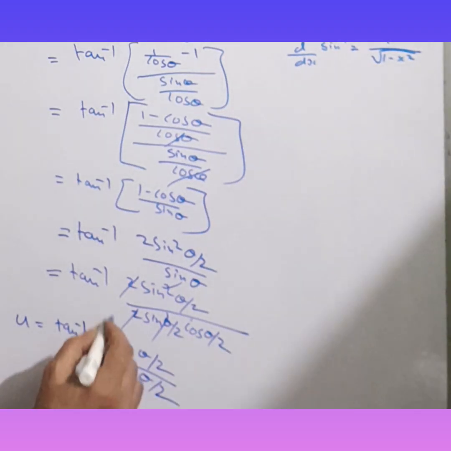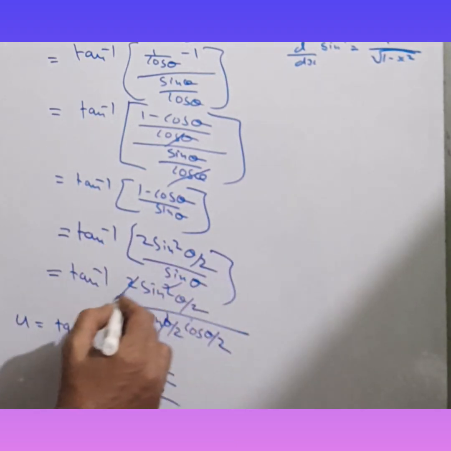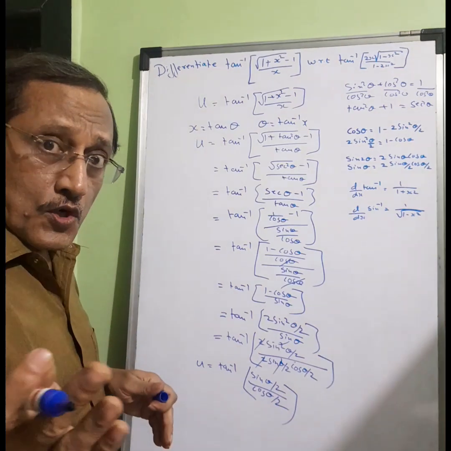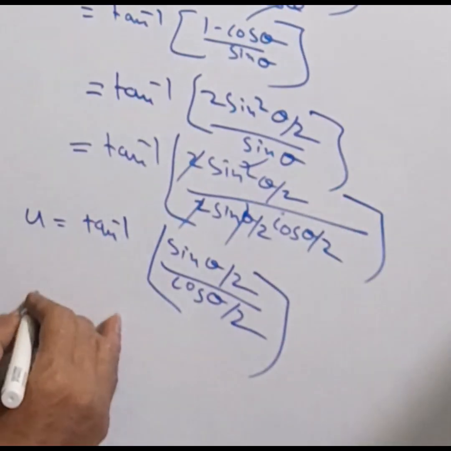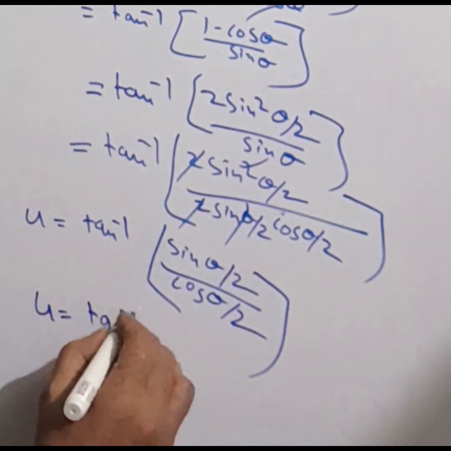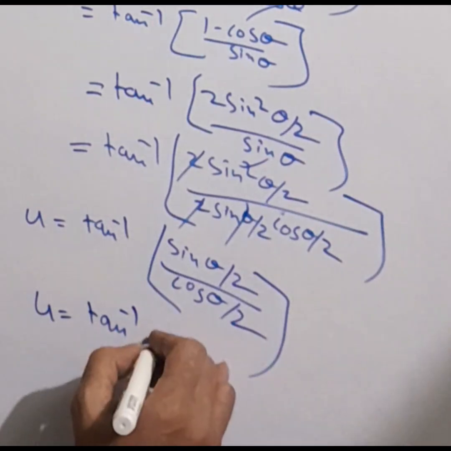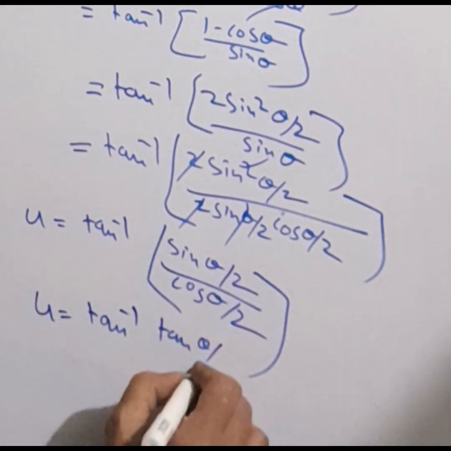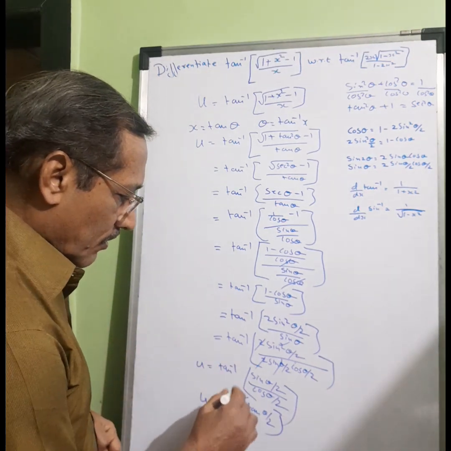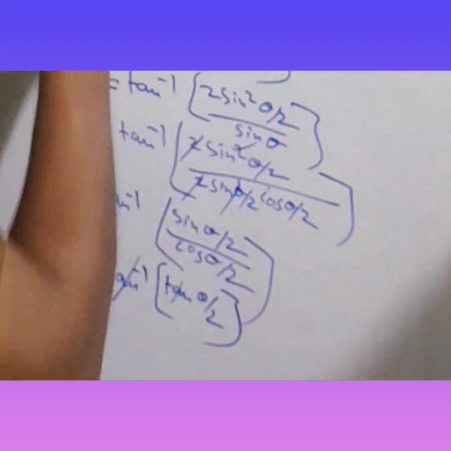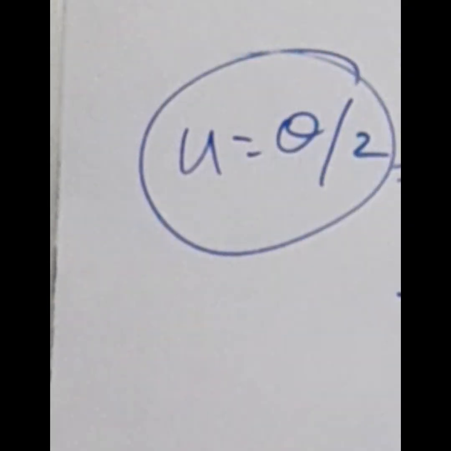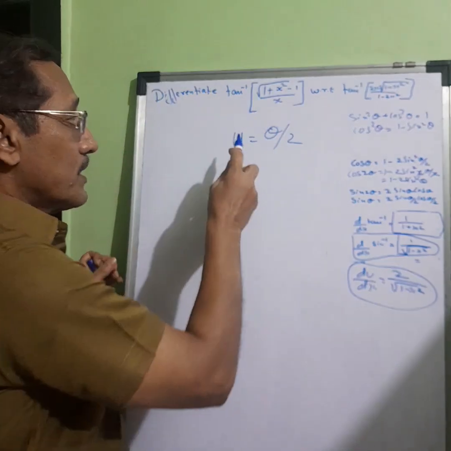So we get, ultimately, u is what? U comes out to be tan inverse of tan theta by 2. Alright, so this was our mission. Obviously this and this cancel, and we end up with u equal to theta by 2. Alright, so this is what we got. Okay, so we got u is equal to theta by 2.